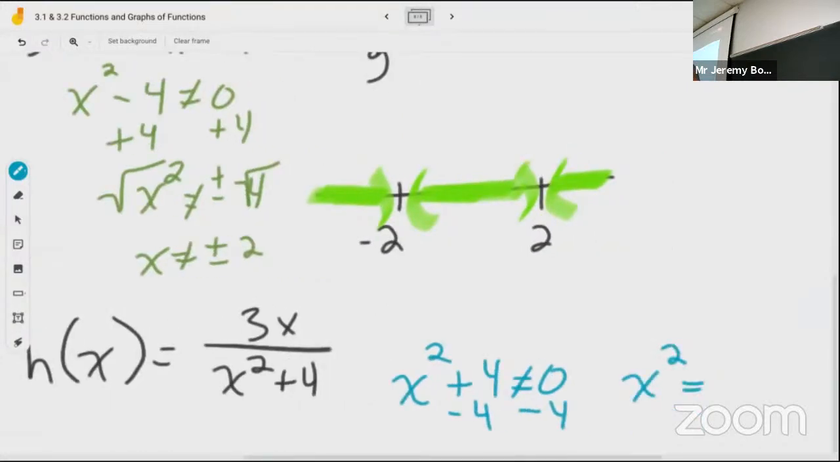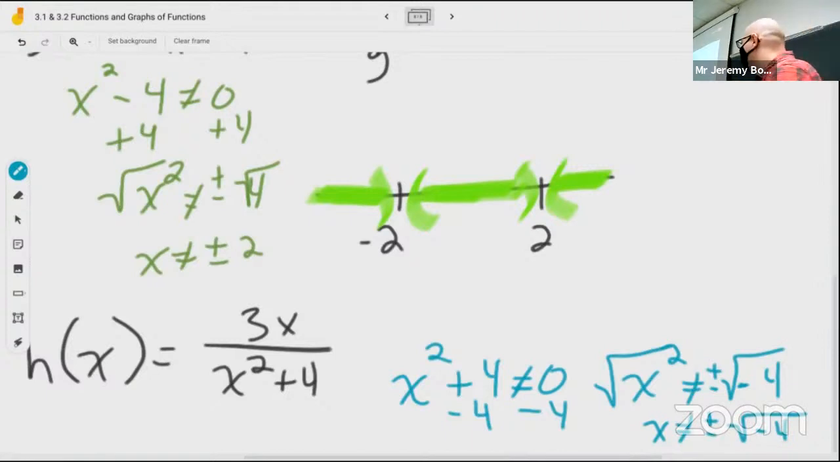So x squared cannot equal negative 4. Now, when I take the square root on both sides, what I get is that x cannot equal plus or minus the square root of negative 4. Can I take the square root of negative 4? No, it's going to be an imaginary number. We're only dealing with real numbers in this class. So that means that x squared plus 4 equaling 0 has no solution. So there's no number that I can put in that denominator that would make it 0.